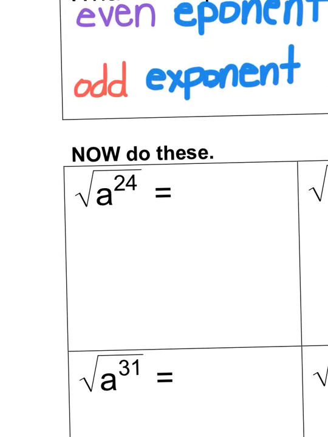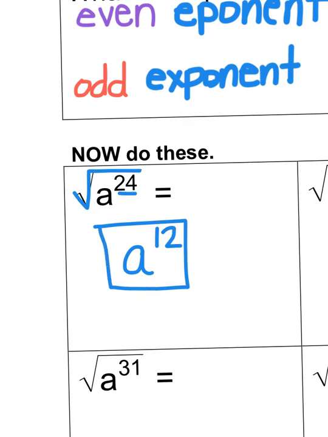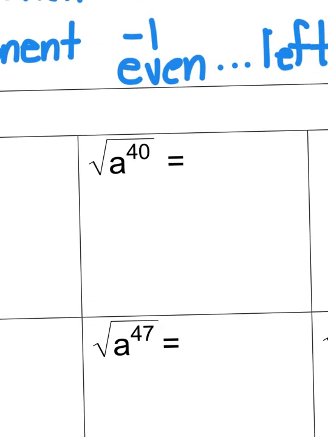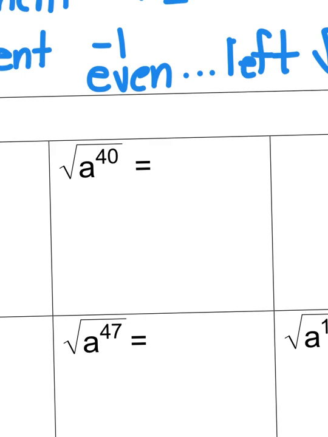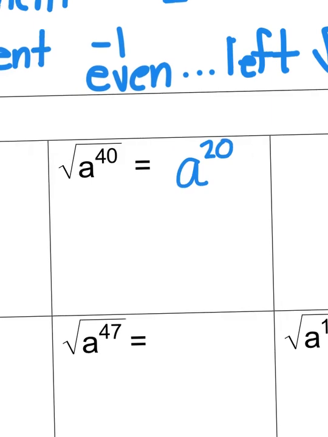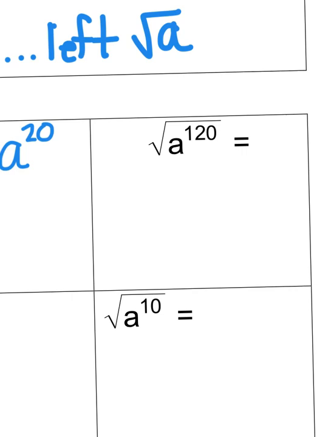Look at a to the 24th power. We're finding the square root of a to the 24th. It's an even number, so to simplify this, it would be a to the 12th. We just take the exponent and divide it by 2. Let's try another one. This is also even, so the square root of a to the 40th is a to the 20th power. And then finally, this would be a to the 60th power.